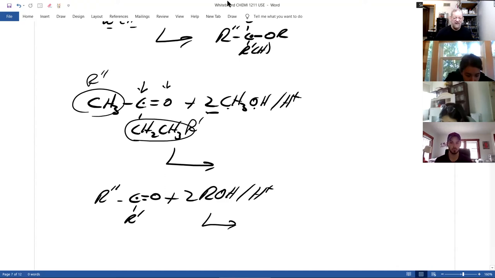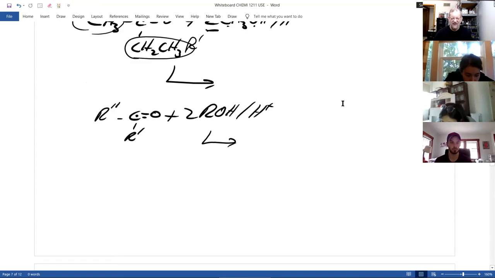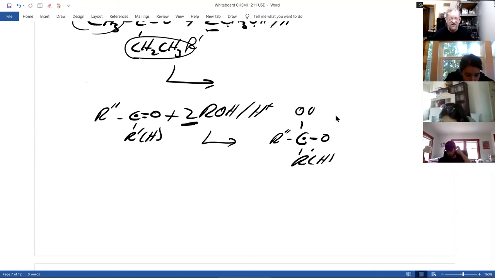And what happens? Well, keep your eye on the carbonyl carbon. That's where the fun is. What's attached to it? This could be a hydrogen, in this case it's not. R double prime stays attached to that carbon. Because of the two alcohols, you'll have two oxygens on that carbon, and each oxygen has the R group.